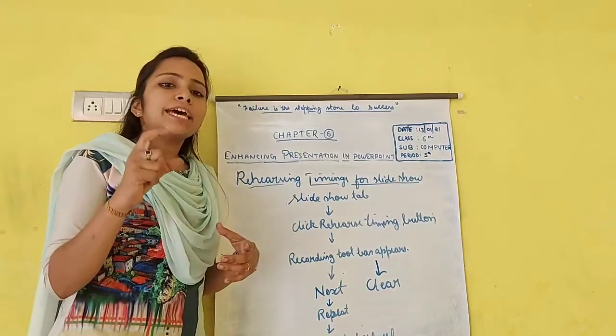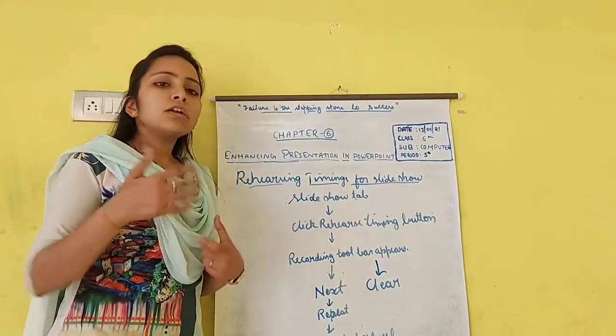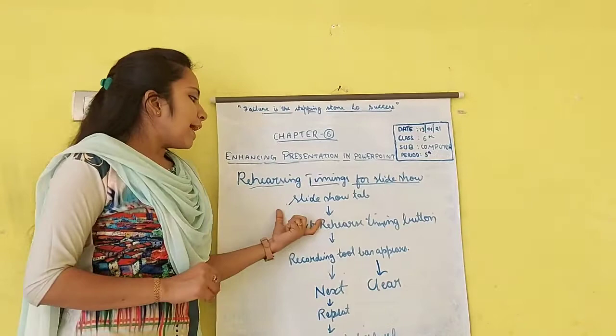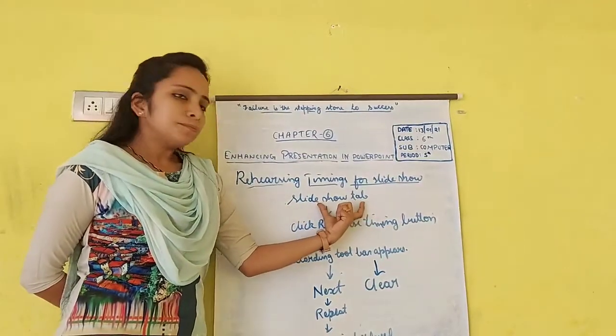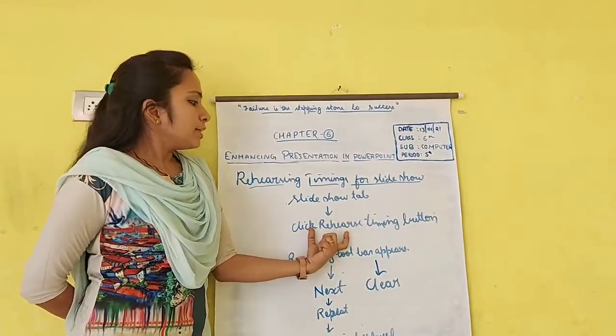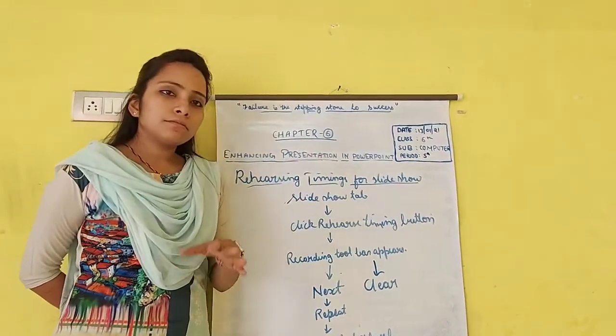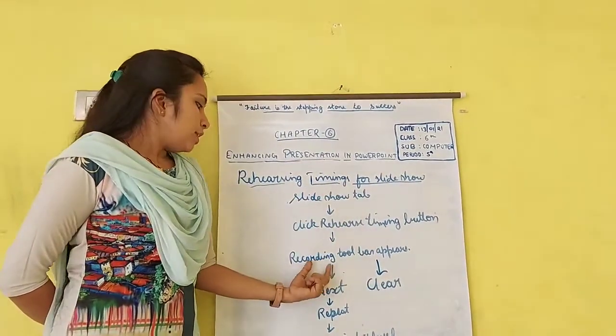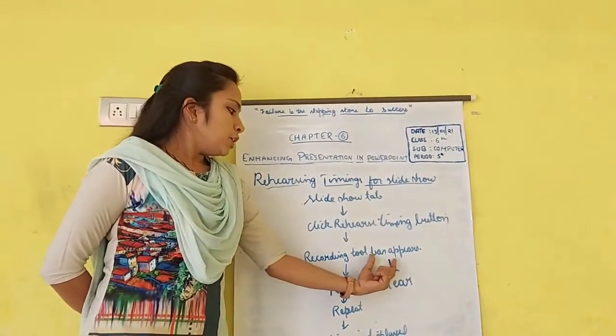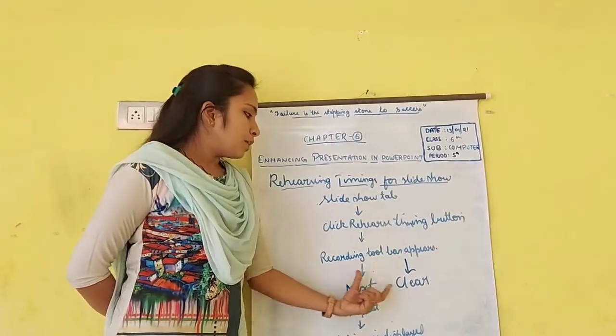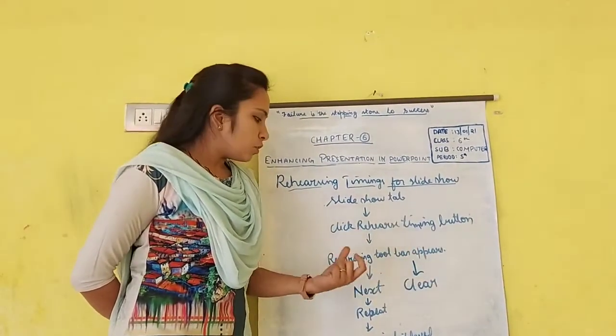There is a particular timing which we have to set and we cannot exceed that. So for that case, you will go to the slideshow tab. Then you will click the rehearse timing button. You will get this option. Then the recording toolbar appears. There will be a recording toolbar appearing in front of you.